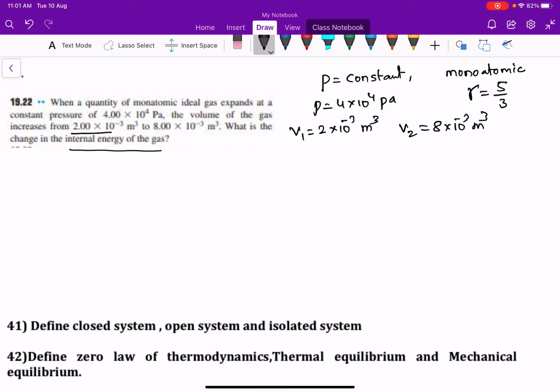So here we can find out work done first. Delta U is nothing but delta Q minus delta W. So we find out delta Q and delta W now. So now delta Q is equal to n Cp dT. Here n is not given, so simply Cp dT, where Cp is nothing but Cv plus R, into dT.